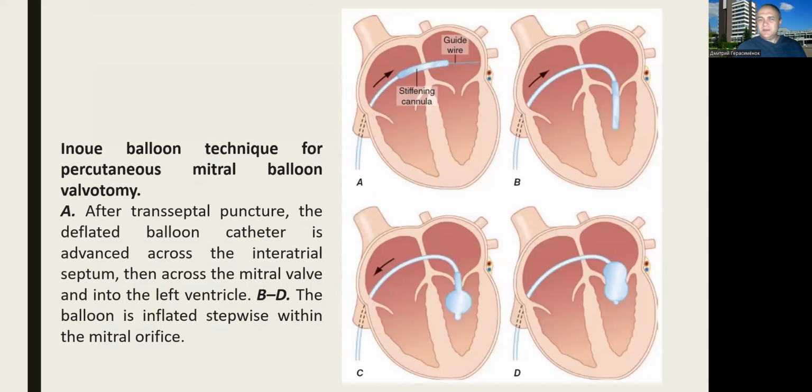This is the Inoue balloon technique for percutaneous mitral balloon valvulotomy. You can see here that after transseptal puncture, the deflated balloon catheter is advanced across the intra-atrial septum, then across the mitral valve and into the left ventricle. The balloon is inflated stepwise within the mitral orifice. That's how it works.